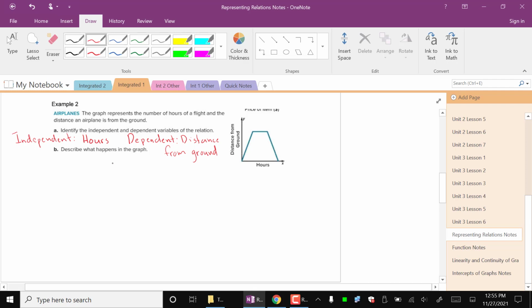Now, let's describe what's happening in the graph. So the plane starts, so we look here, this is our starting point right here at the origin. As it starts, it goes further and further away from the ground before it finally levels off. So the plane starts going further away from the ground.